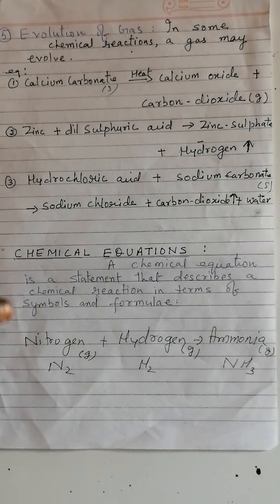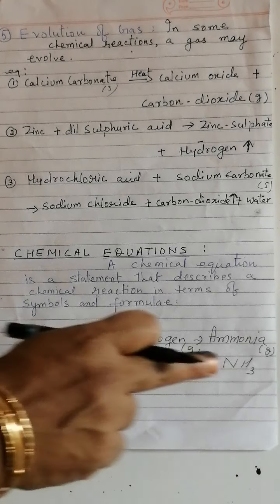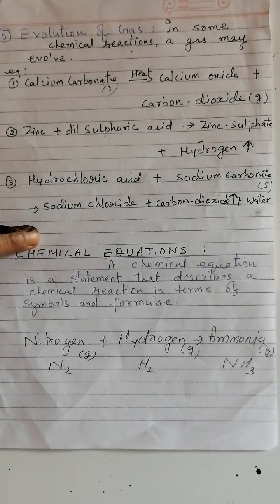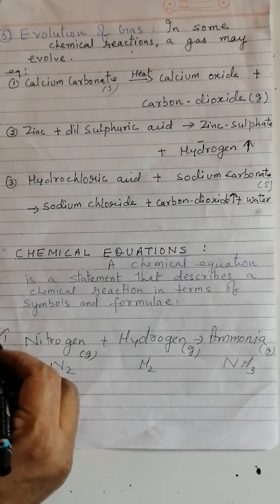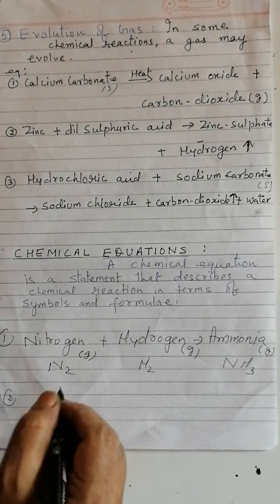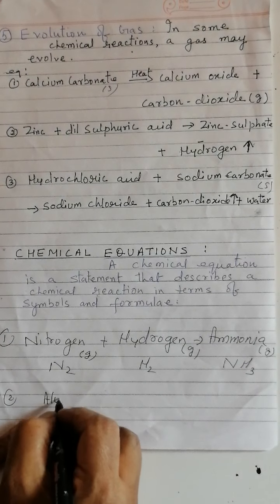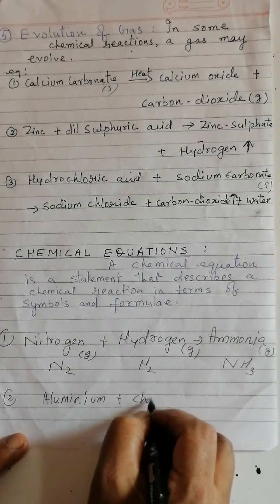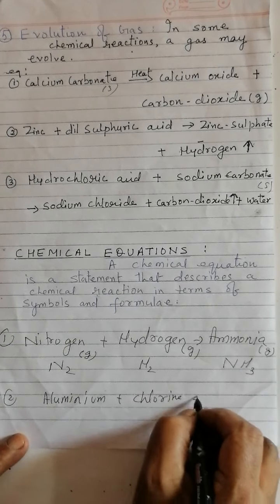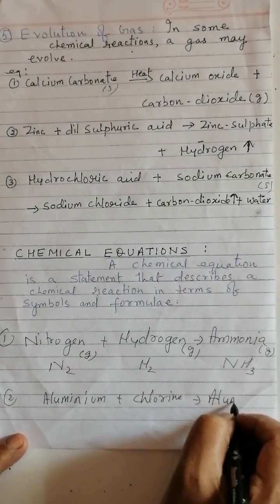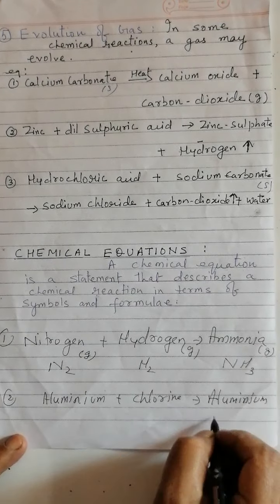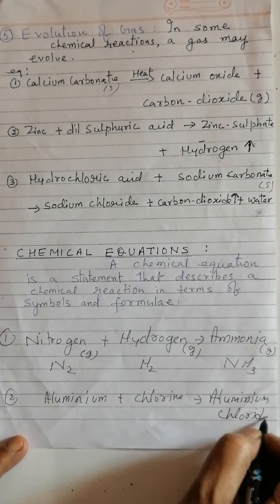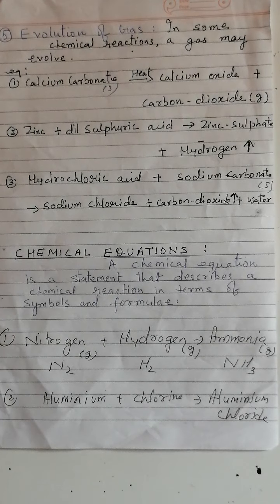So we can say that when we represent a chemical reaction through the formulae of the reactants and products, it becomes a chemical equation. One more example: aluminium reacts with chlorine to form aluminium chloride.